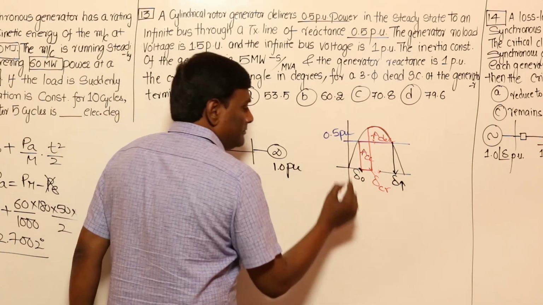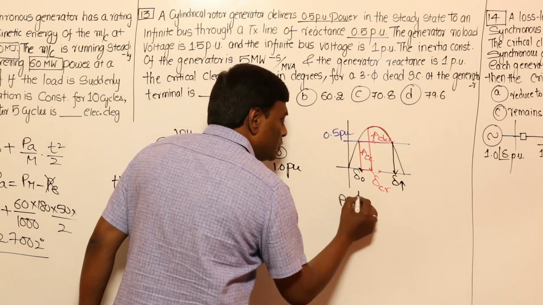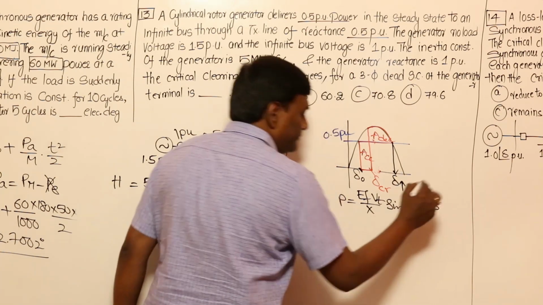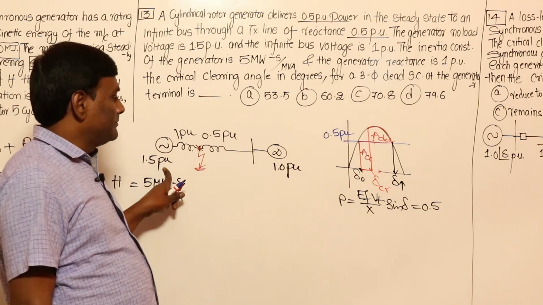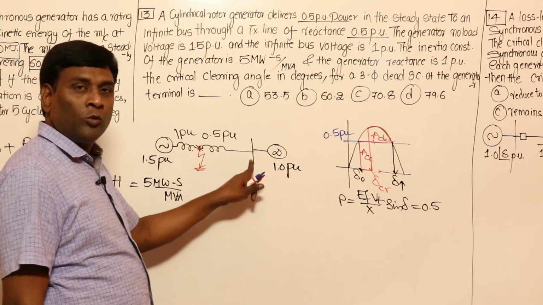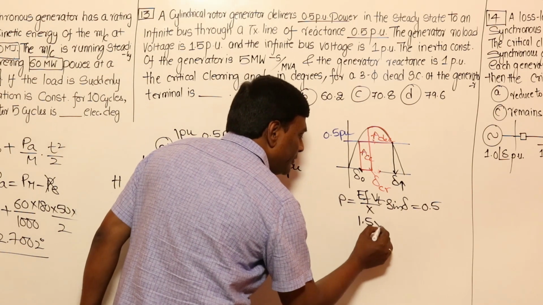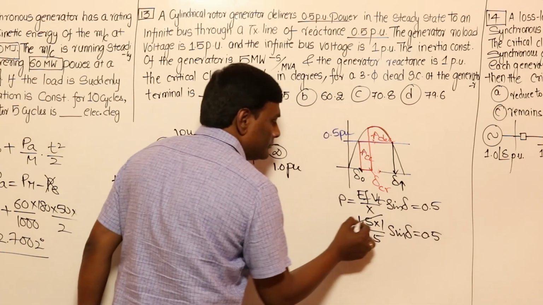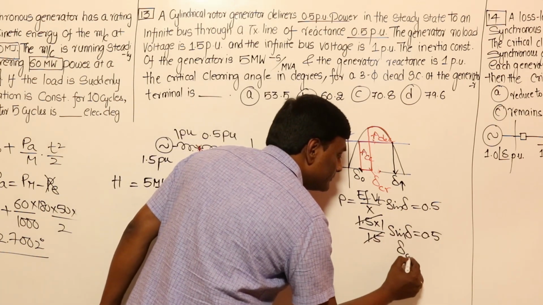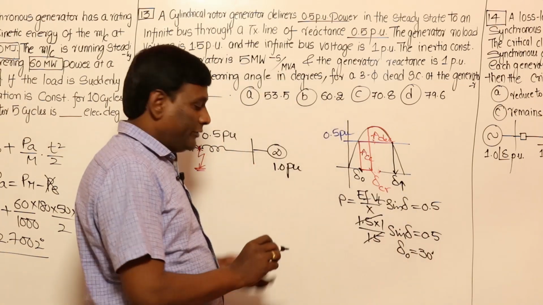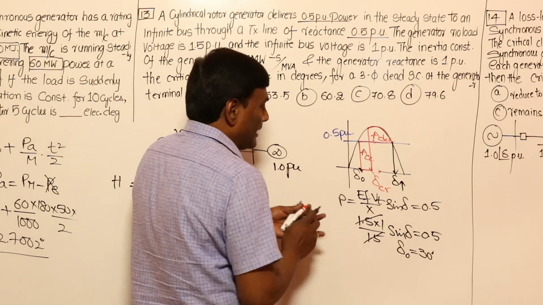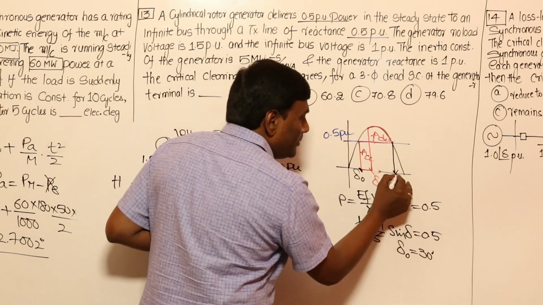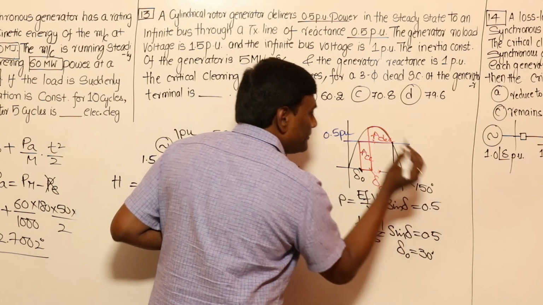So what is P? P under steady state conditions is going to be EF Vt by X sin delta, which is going to be 0.5. How much is EF? 1.5 per unit. Vt 1 per unit. X 1.5 per unit. So 1.5 into 1 divided by 1.5 sin delta equal to 0.5. So delta naught is 30 degrees. Okay, so delta naught is 30 degrees, straight line here, so 180 minus 30, delta max is going to be 150 degrees, right?